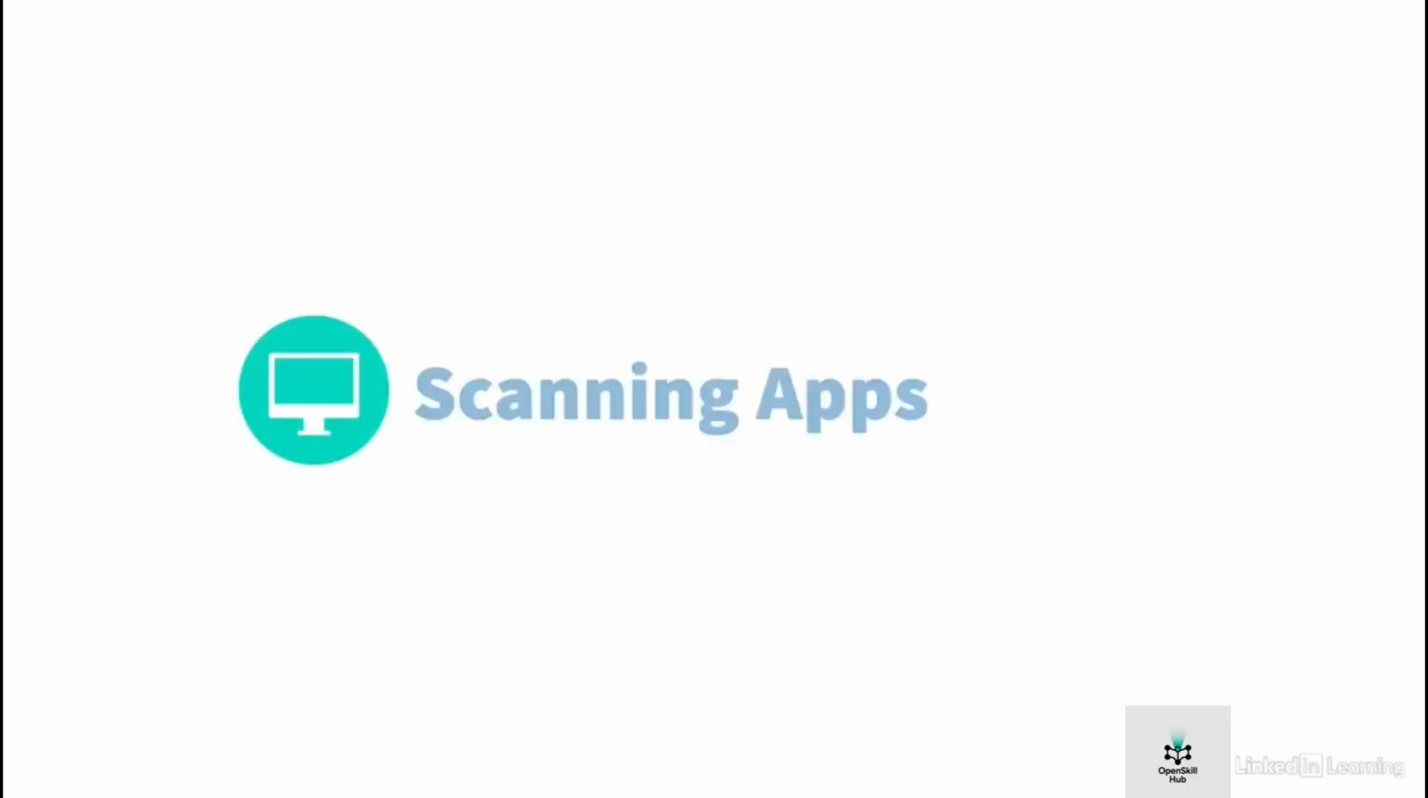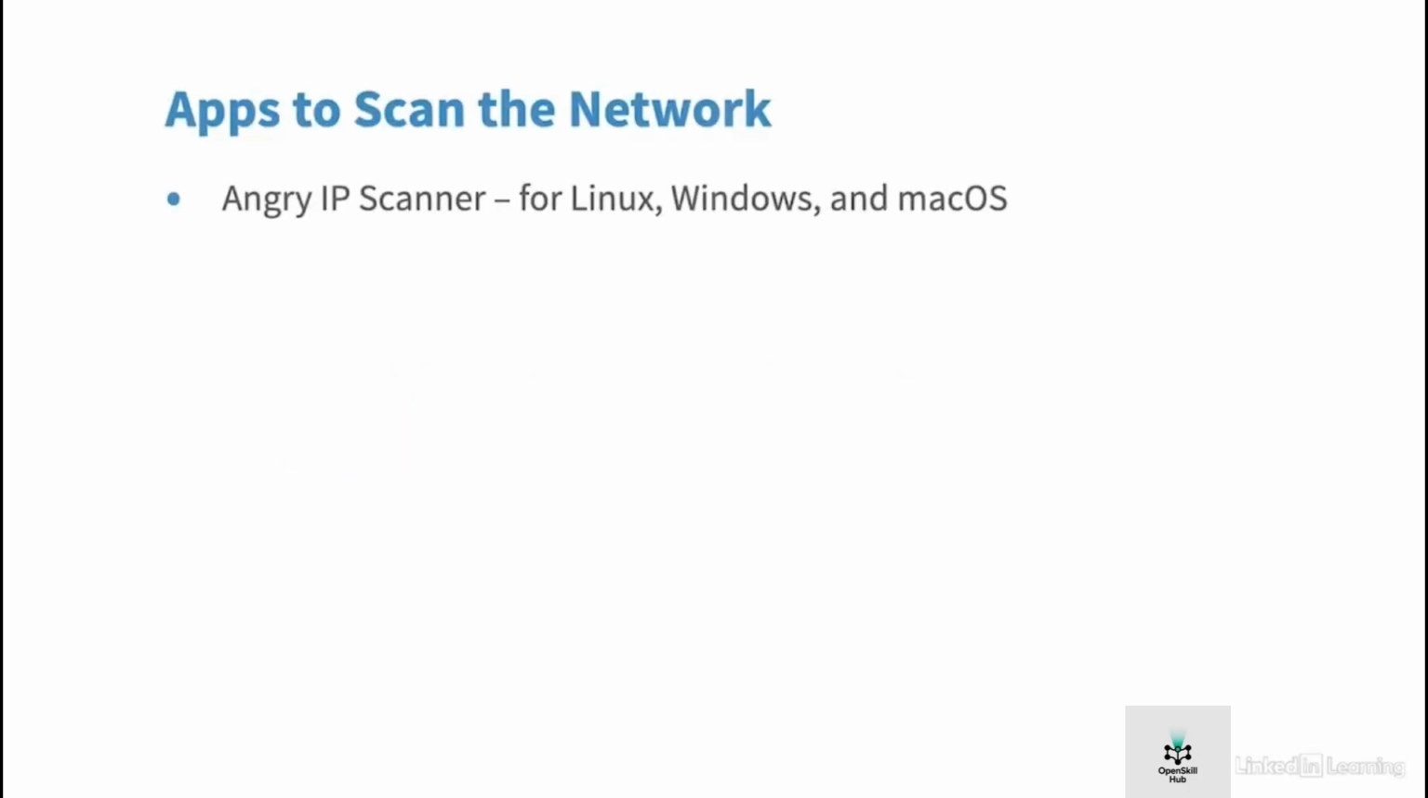Next, let's talk about some of the tools you might use when scanning. If you do a keyword search on apps to scan the network, you'll find a wide variety of tools that are either free or for pay, and some are built into Kali Linux. Apps include the Angry IP Scanner. This is a freely available scanner for Linux, Windows, and Mac OS.